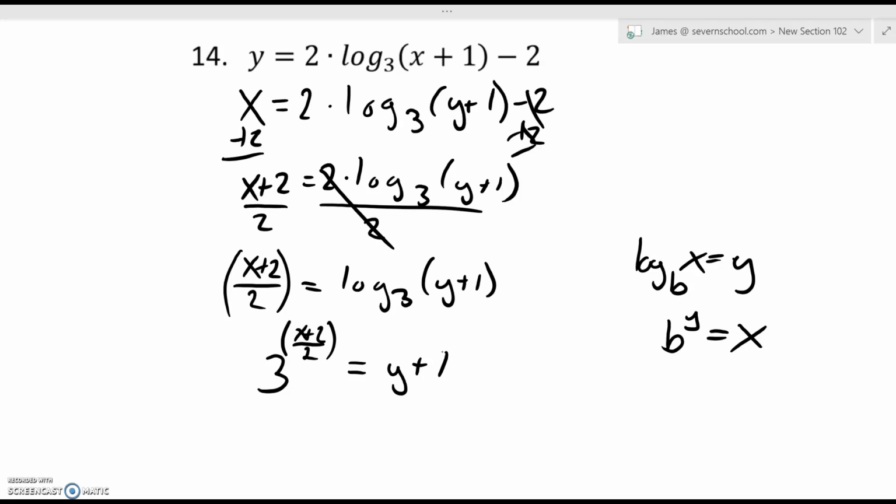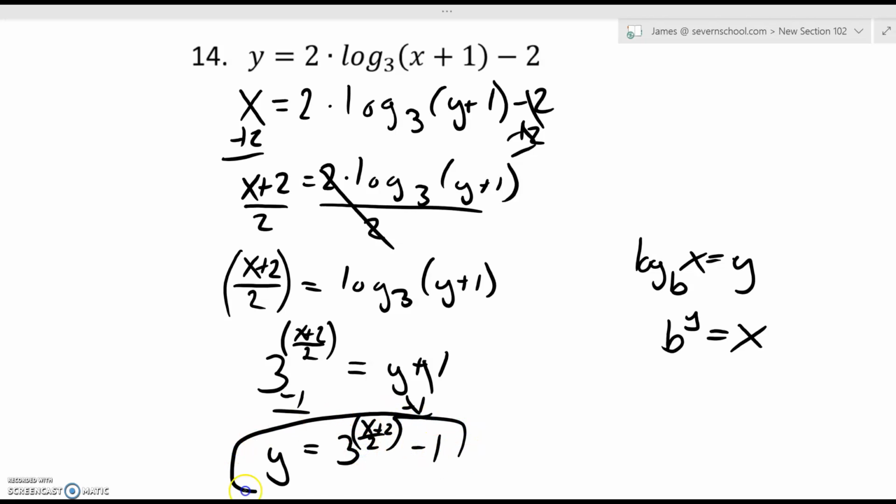In this case, I only have one step left to get y by itself, which is to subtract 1 from both sides. When I do that, I have y equals 3 raised to the (x plus 2) over 2, all minus 1. That'll get us the inverse of that original function. Hope this helps.